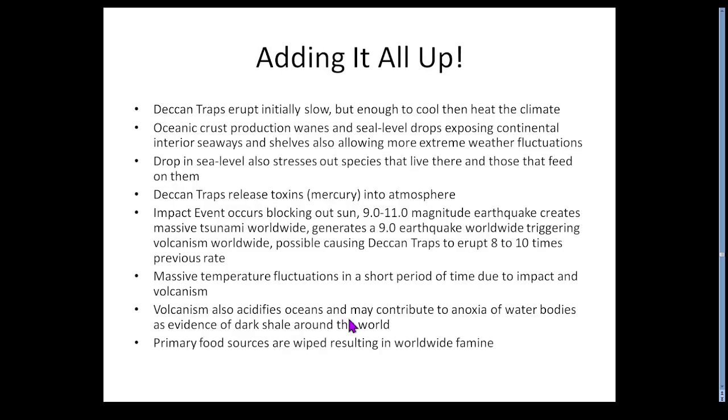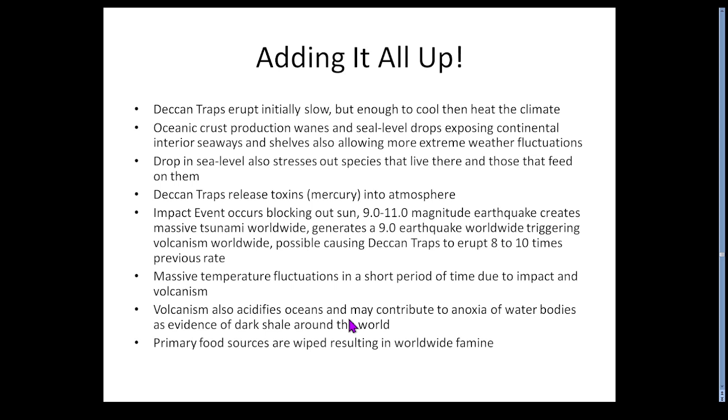All right. This will be the last part of part 2, rather. So the Deccan Traps initially erupt slowly, but enough to cool and then heat the climate. Oceanic crust production wanes, and sea level drops, exposing continental interior seaways and shelves, also allowing more extreme temperature and weather fluctuations. The drop in sea level also stresses species that live there and those that feed on them. Traps are progressively releasing toxins, mercury, into the atmosphere. That's not good. Impact event occurs, blocking out the sun.